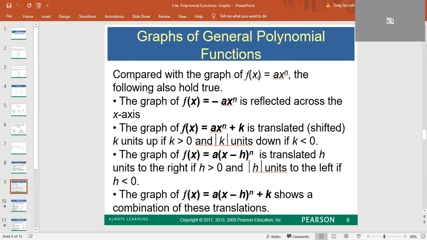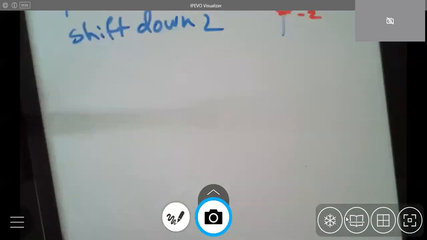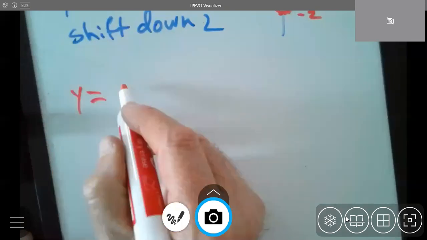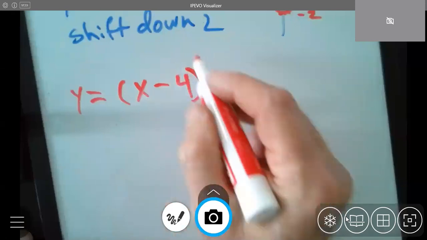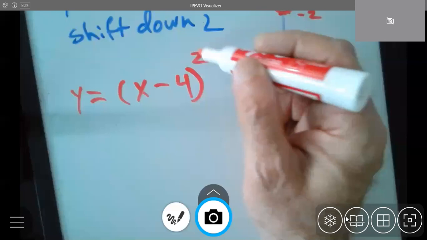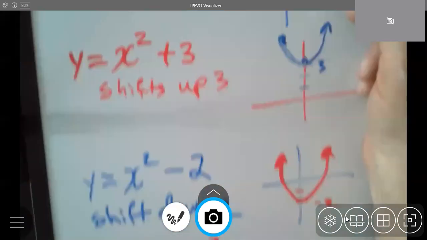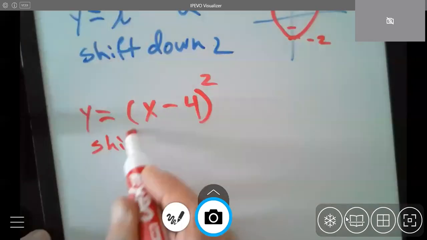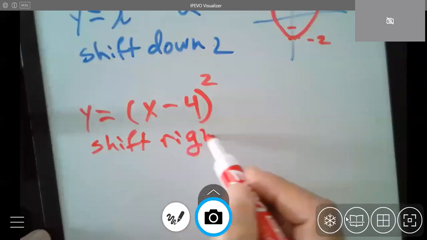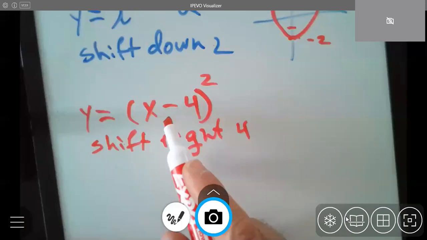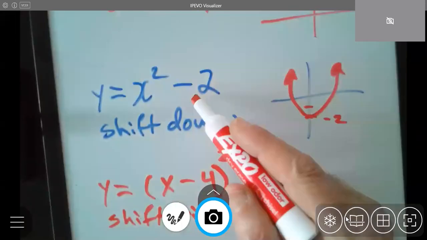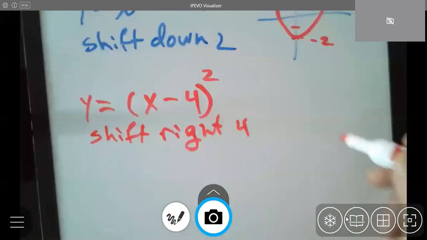So for example, if we have here y equals x minus 4 squared, the square tells you that it's going to behave like an x squared, but this is going to shift right 4 spaces. So it's going to be opposite of the sign that's inside the parentheses. Different than when the sign is outside of the parentheses.